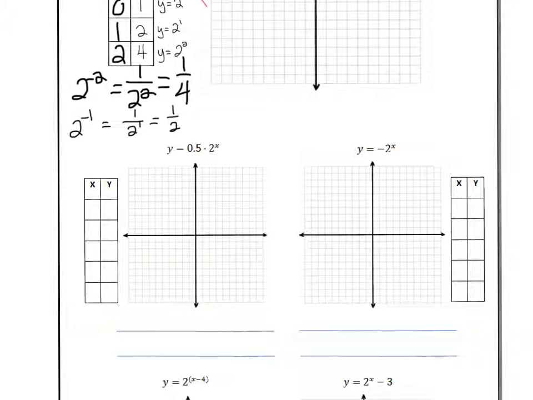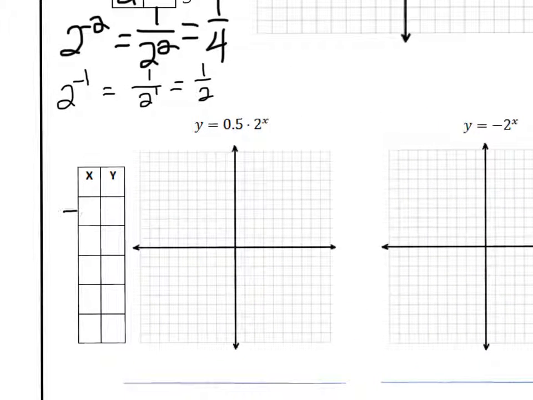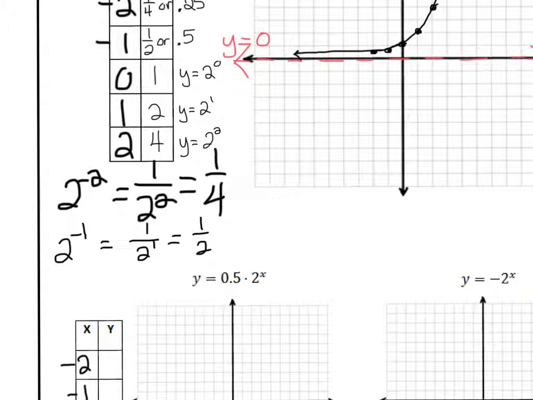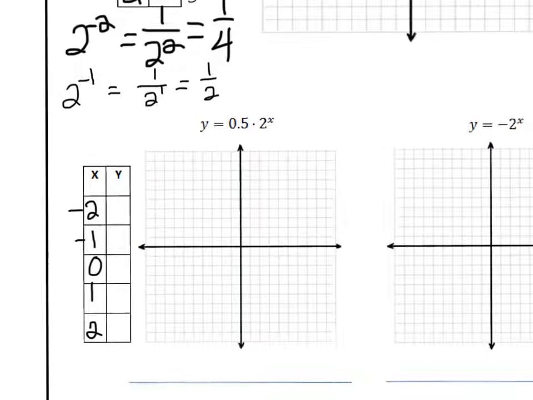So we're going to use our same values here: negative 2, negative 1, 0, 1, and 2. Well, we know from the parent function all of these values, so we just have to take these and multiply each of them by this 0.5. So I'm going to start with the last one, which is the 4. If I take 4 and multiply it by 0.5, that's going to give me 2. And again, we're multiplying by 0.5 because of this part here.